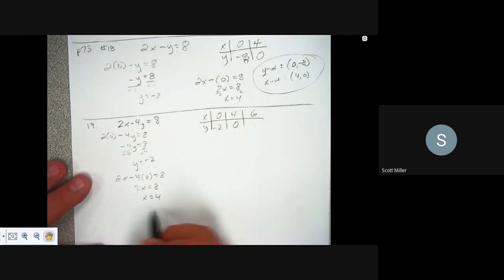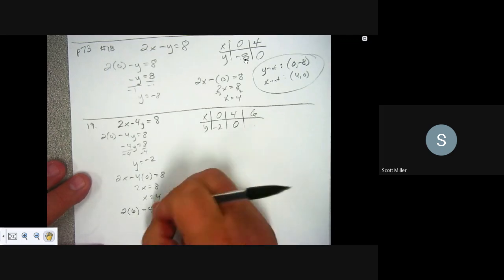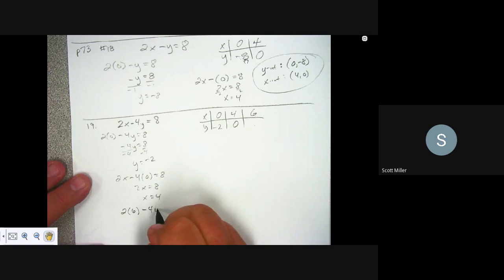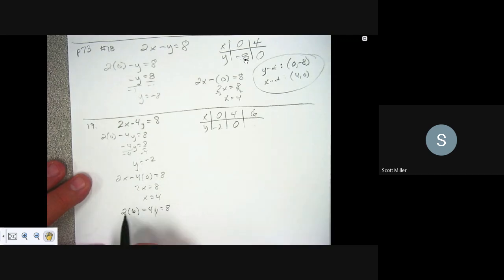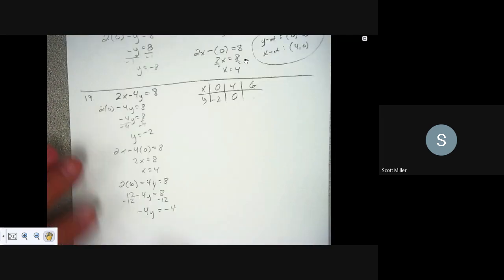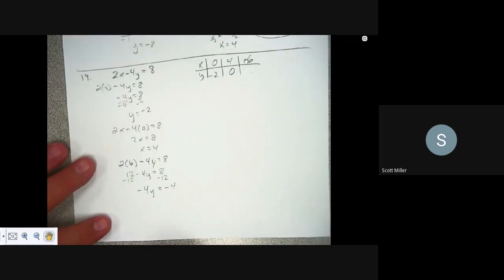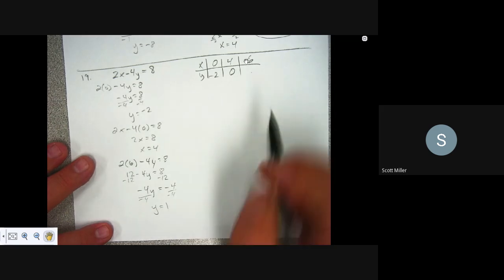Just go with it. 2 times 6 minus 4 times y equals 8. That's 12. Move the 12. Negative 4y equals, oh, I got lucky. Negative 4. Oh, you couldn't see that, sorry. So if I subtract the 12 from here and from here, I get that. So I got really lucky on this one. Don't know how that happened. It was totally out of the blue. And I get a 1.